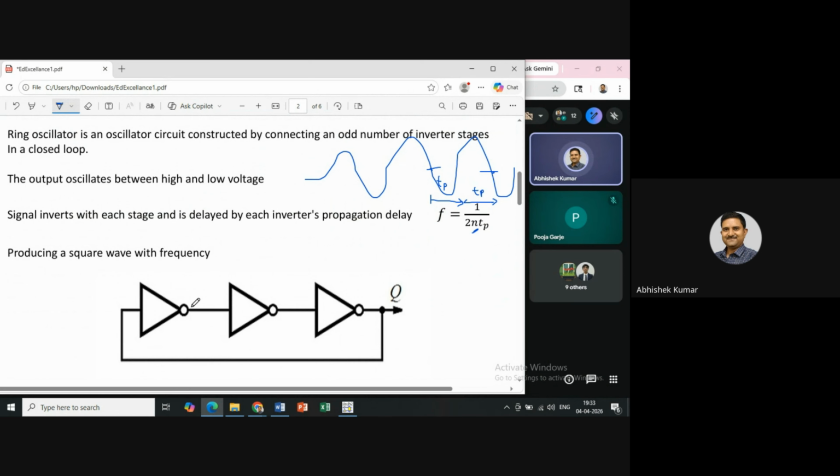Here I put three odd inverter stages connected in series with feedback. One feedback path is applied. Feedback means a sample of the output signal or output component is applied to the input. So practically you can see in the circuit there is no input applied. It does not have any input, so it can generate oscillation at the output Q based on this output signal instead.